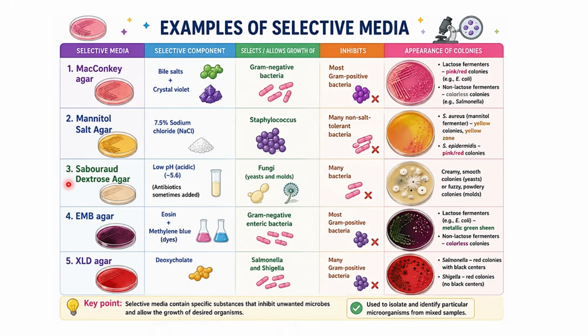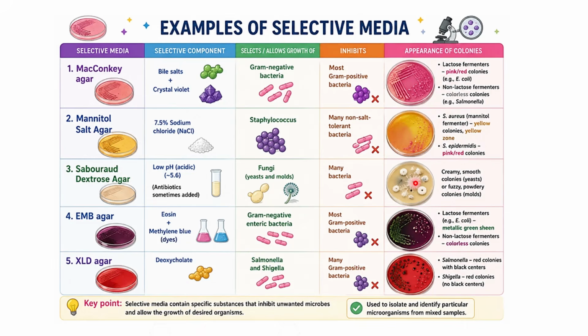The third selective medium we will look at is the Sabouraud dextrose agar. In the Sabouraud dextrose agar, the selective component is the low pH or the acidic medium created in the medium, and in some cases the addition of antibiotics. And these selective components allow the growth of fungi but inhibit the growth of many bacteria.